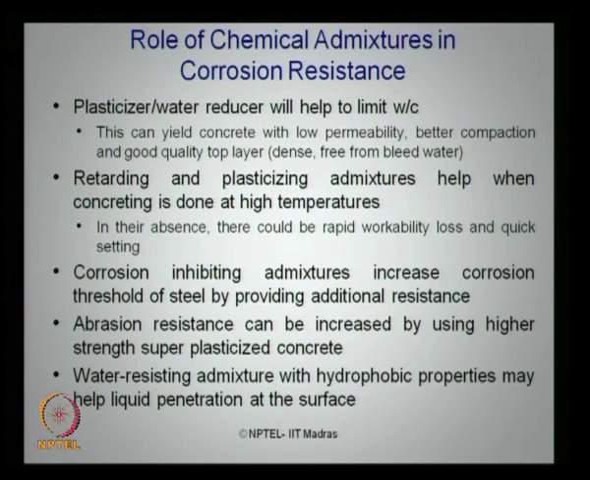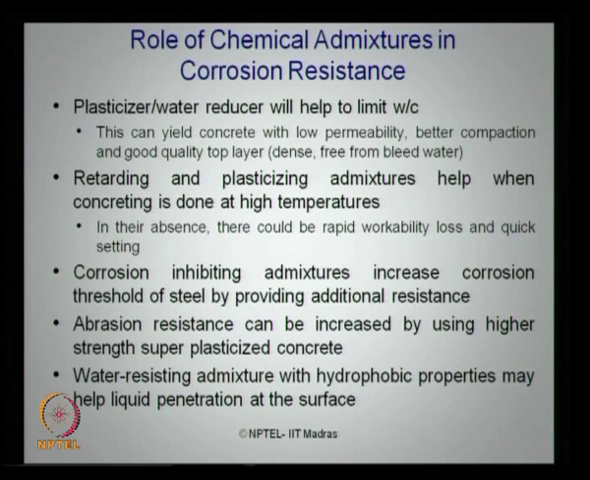You can use plasticizers or water reducers which will help to limit the water cement ratio. This can yield concrete with low permeability, better compaction and a good quality top layer. Of course, the top layer will remain dense and free from bleeding water. The retarding and plasticizing admixtures will help when concreting is done at higher temperatures. In their absence, there could be rapid workability loss and it will result in quick setting, which is not desirable as far as ocean structural construction is concerned.